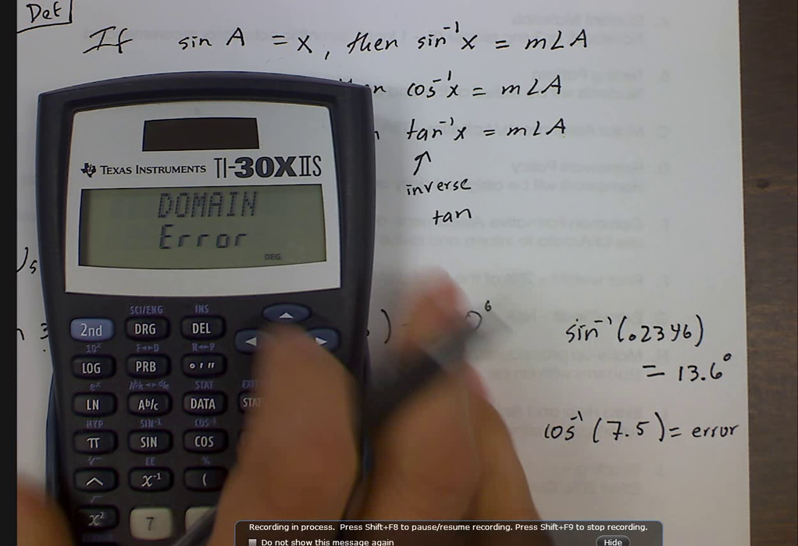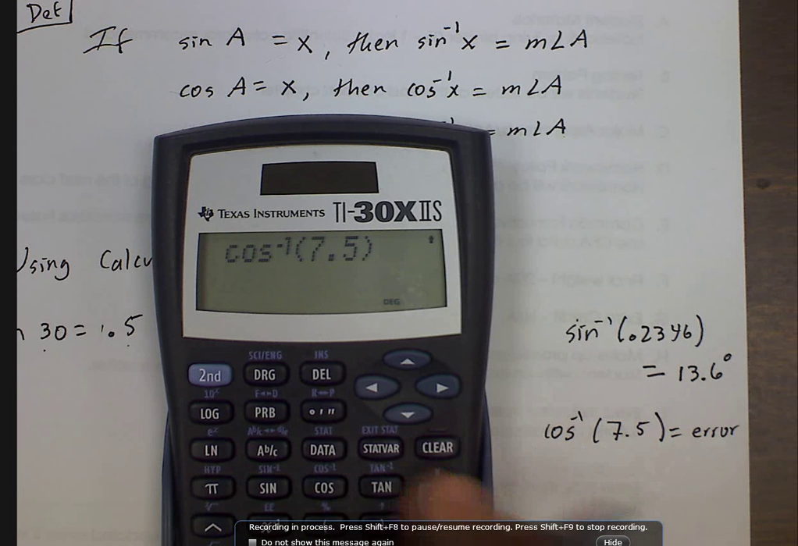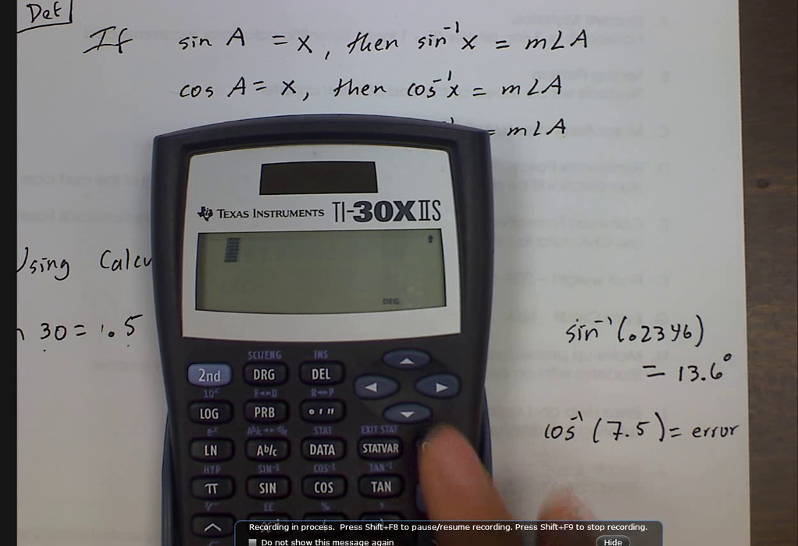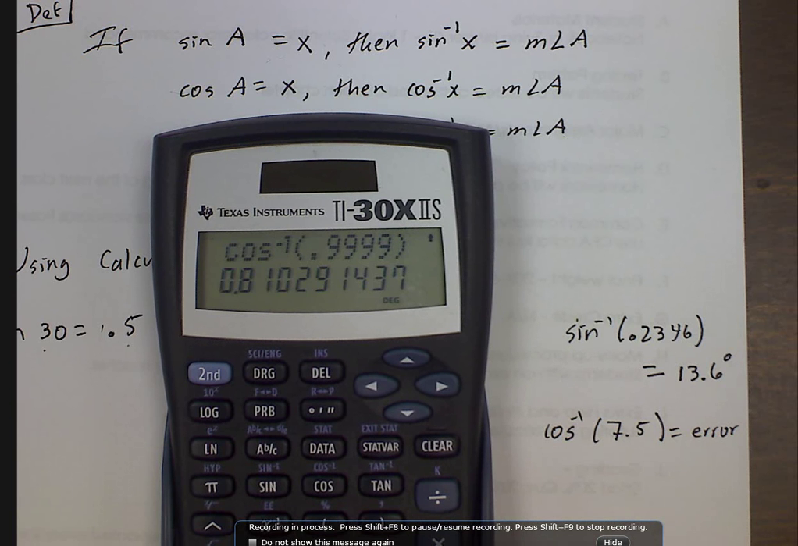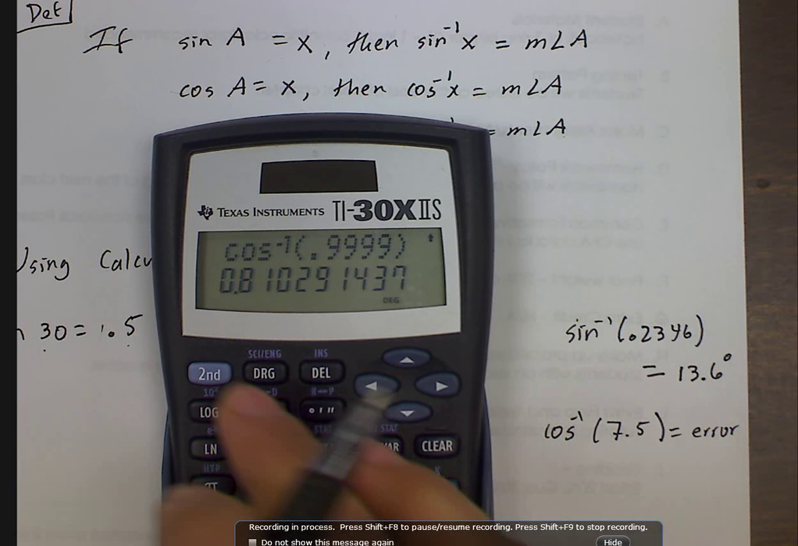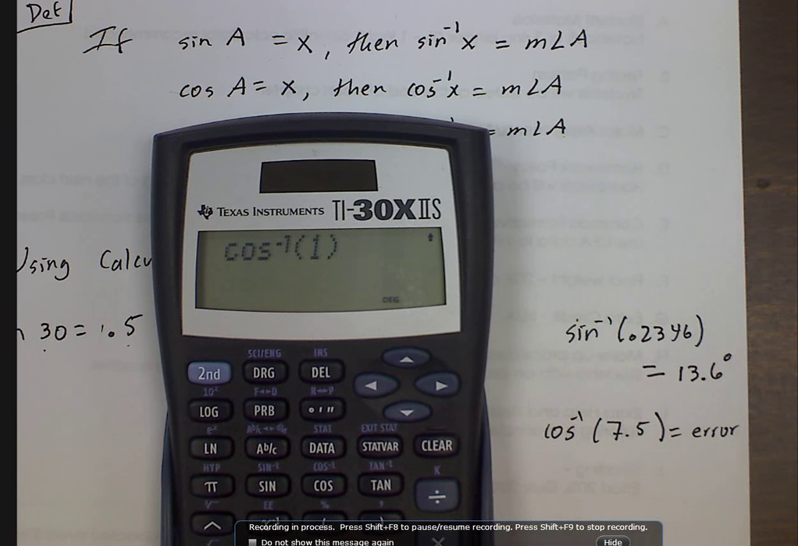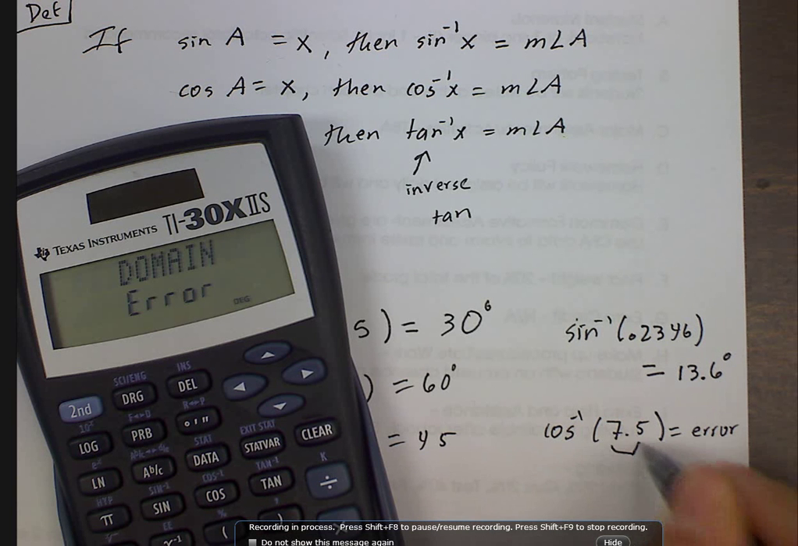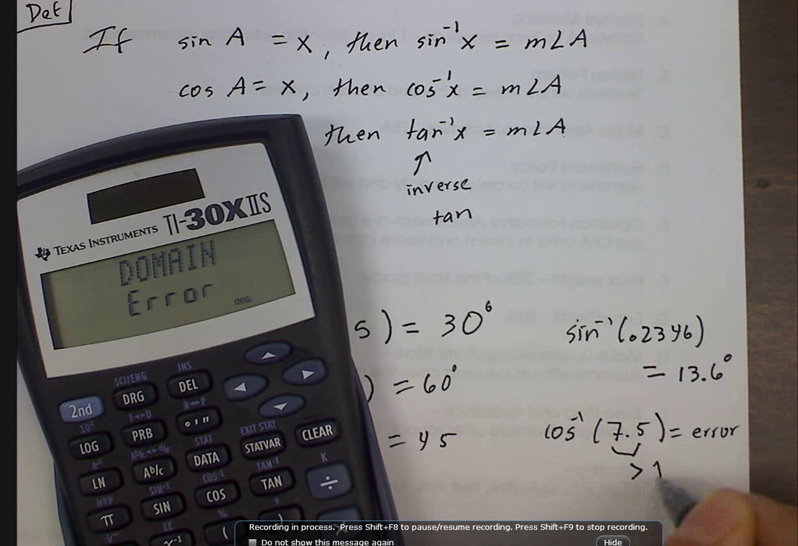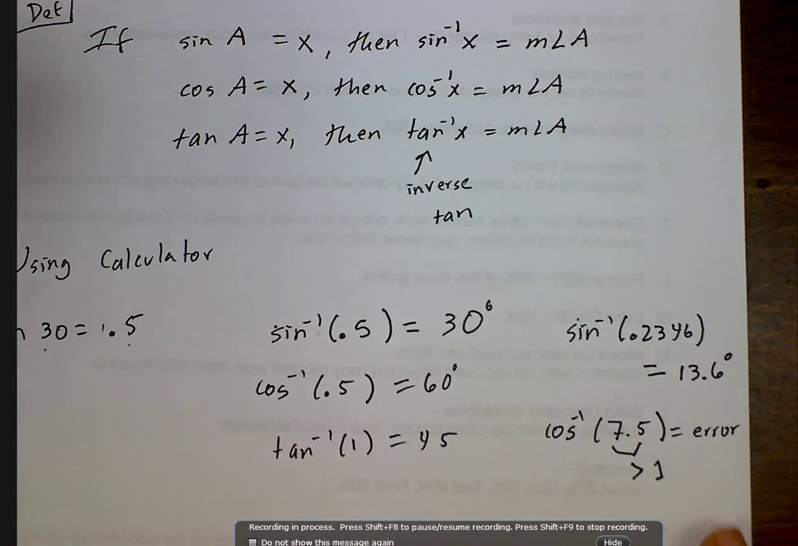Because just watch, what if we do cosine inverse, and the same thing is for sine, okay? So cosine inverse of 0.99999, right? It's really close to 1, but you get 0.810. Now let's do cosine inverse of 1, that should work, but anything bigger than 1, it gives you a domain error. That's why. And the reason is because that value is greater than 1.